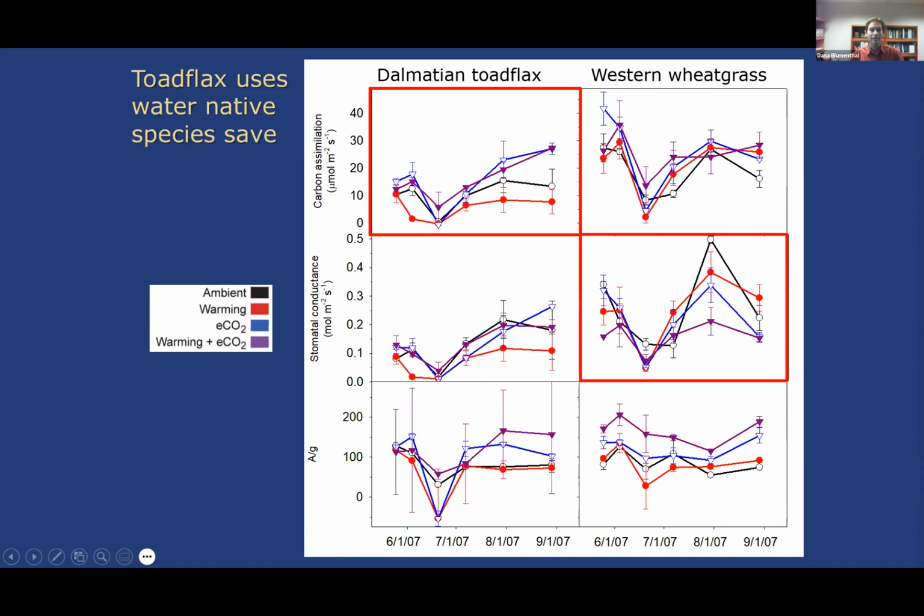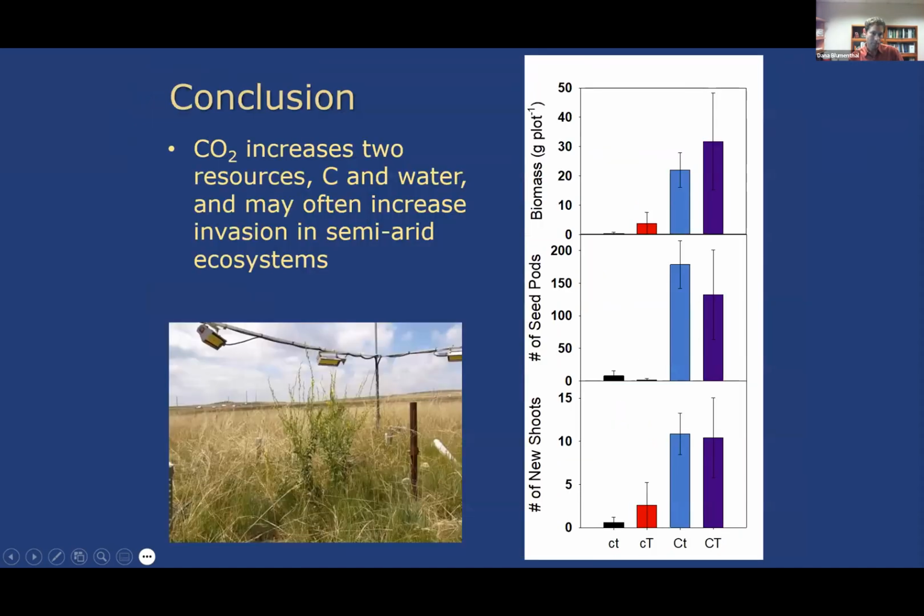Dalmatian toadflax, on the other hand, takes a much less conservative approach, and it leaves its stomates open and instead increases photosynthesis. In both cases, the plants increase water use efficiency, but essentially what this does is it allows toadflax to use the water that is being saved by other species in this system. And it fits with what we know about invasive species. They tend not to use resources conservatively, including water. And it suggests that in dryland systems, species that don't use water as conservatively may be favored by elevated CO2, and that may include various invasive species. We have seen that similar response with other species I'll just mention, by the way.